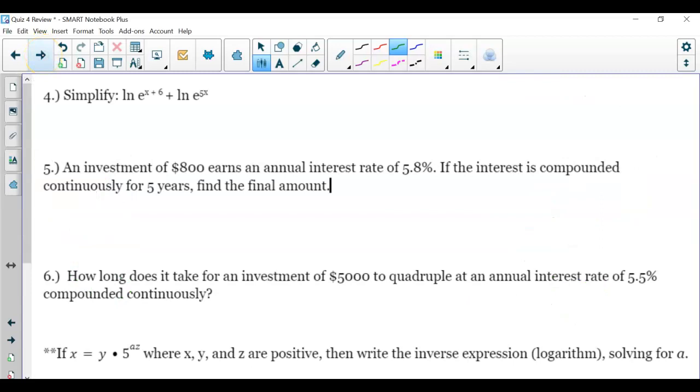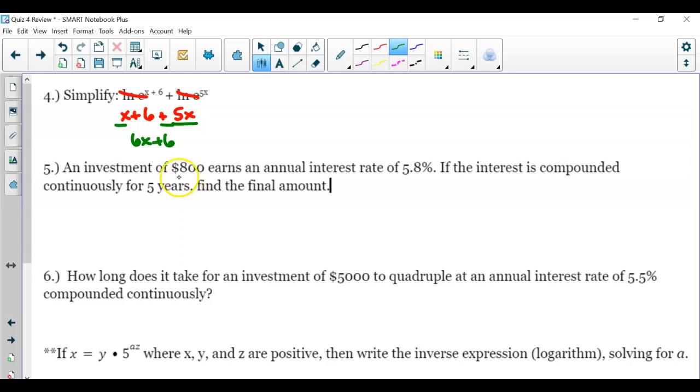So now question number 4. Notice how here we have our inverse functions, ln, natural log, and e. So these two will cancel each other out because they're inverse, and bring down x plus 6. Then plus, same thing here. Inverse functions cancel each other out, so we just bring down 5x. Then combining like terms, x plus 5x is now 6x plus 6. Now, 5 and 6 are our application.